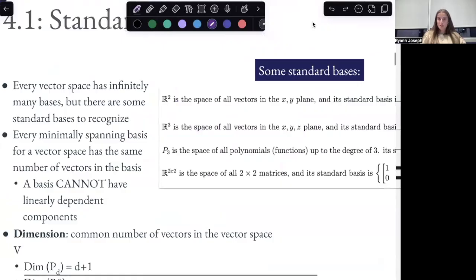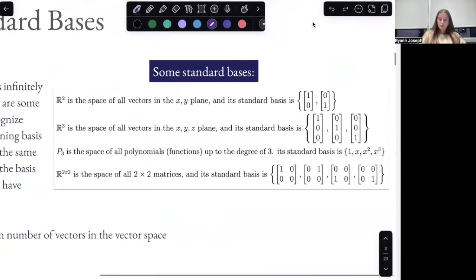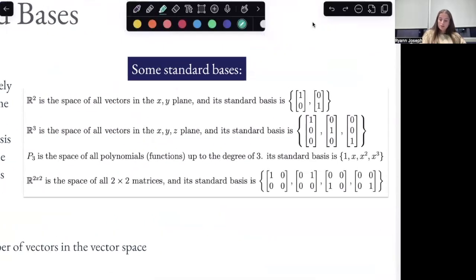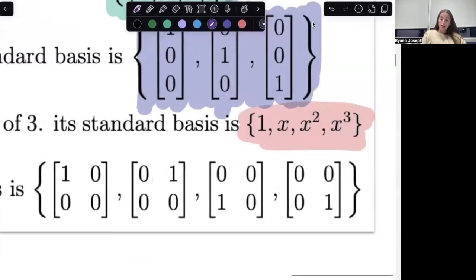But there are some standard bases that we can refer to. So here are a few of them. For R2, this is the standard basis. It makes sense, standard bases are what you would imagine them to be. It's just 1, 0 and 0, 1. And then for R3, we've got 1, 0, 0, 0, 1, 0, 0, 0, 1, as I've talked about before. For the polynomial spaces, P3 is the space of all polynomials up to degree 3. Its standard basis is this. If we want a number, then 1, if we want an x, then an x, and then an x squared and an x cubed.